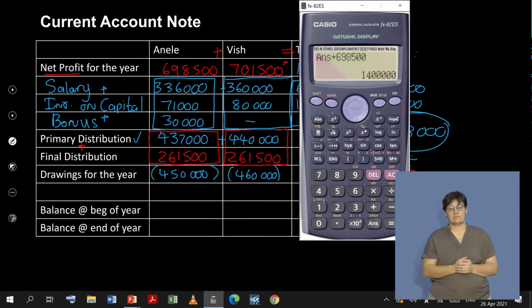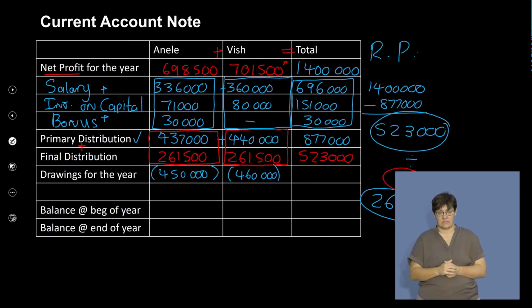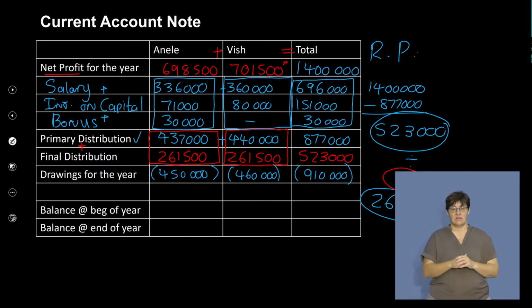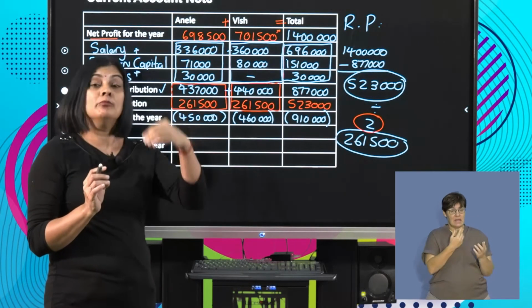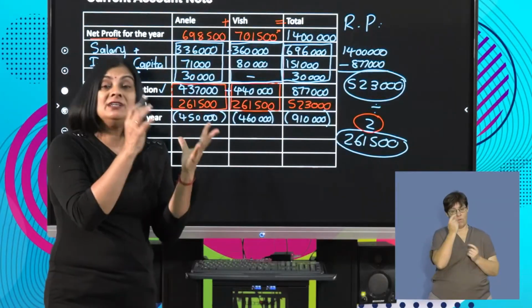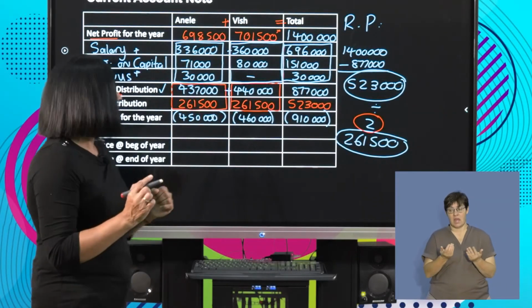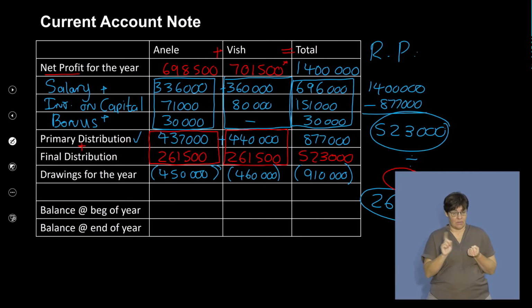Okay, right, total drawings for the year. Let's grab the calculator quickly. So obviously 450 plus 460, and total drawings for the year 910,000. So in brackets 910,000. Okay, right, next step for me to now work out whether each partner has taken either more than they were entitled to or less than they were entitled to.